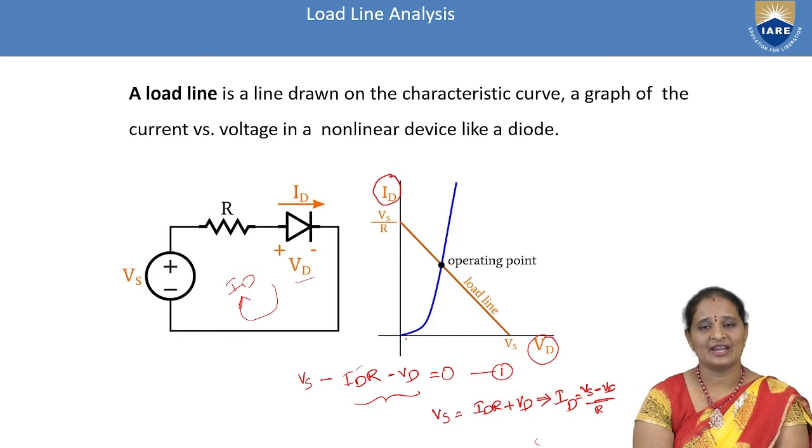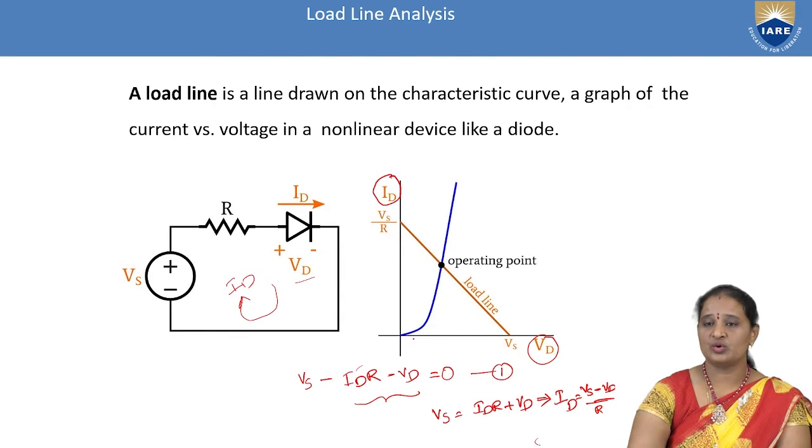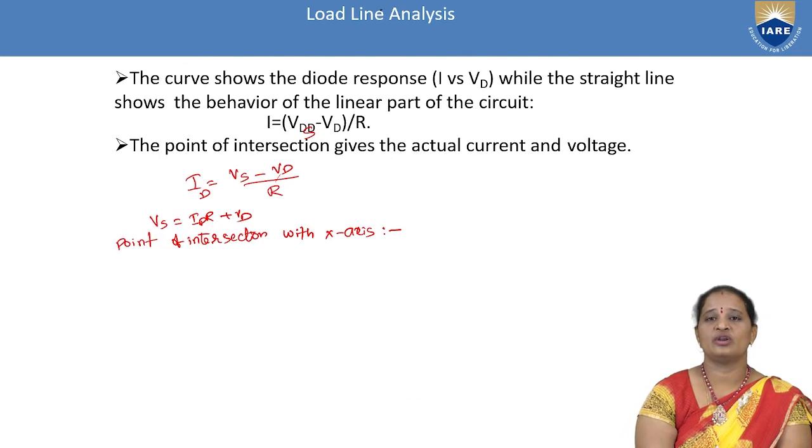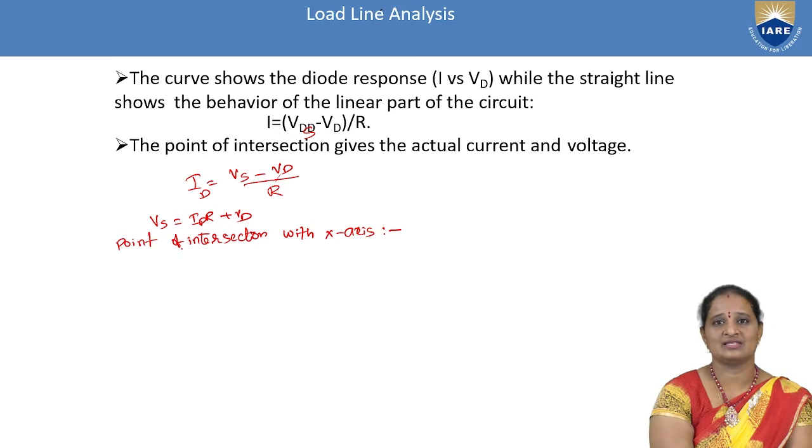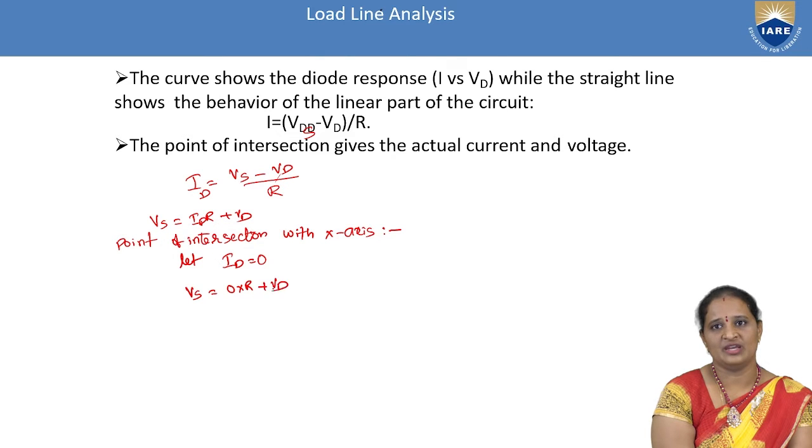The y-coordinate means current, that is Id. So to locate the point on the x-axis, let the y-axis value, that is Id, be considered as 0. Now substitute this in the above equation. So I will get 0 into R plus Vd. So by taking this, we can obtain that Vd is equal to Vs.